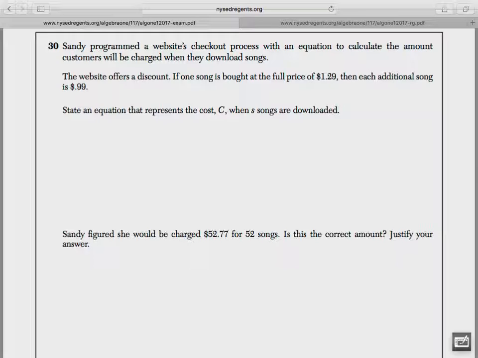The website offers a discount. One song is bought at full price, $1.29. Each additional song is 99 cents. So the cost is going to be the cost of the first song, $1.29, and then each additional song. If you bought 5 songs, how many of them are additional? 4. So that would be plus 0.99 times n minus 1, because that takes it away. Now the n comes in when you distribute it and clean up the equation.